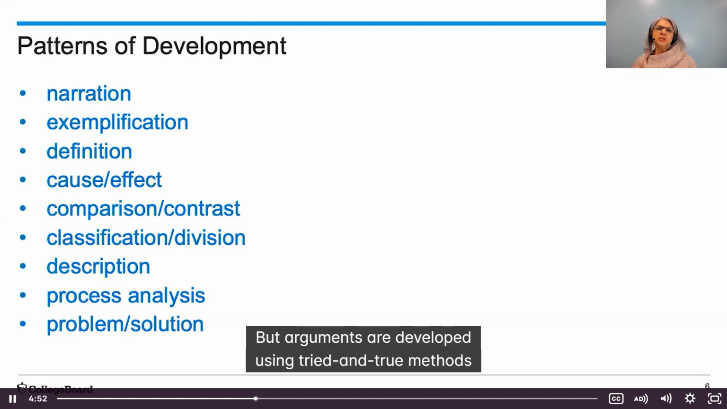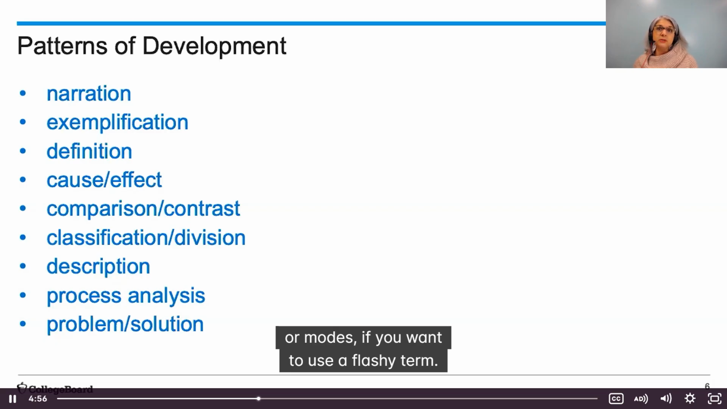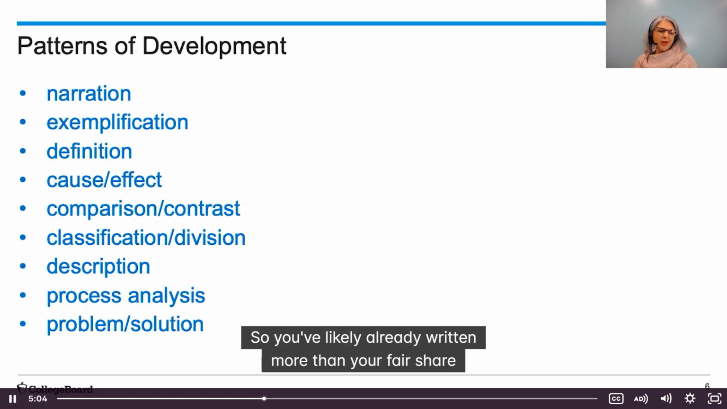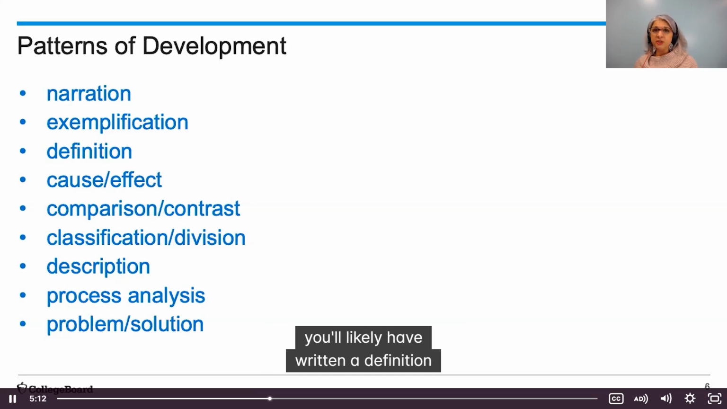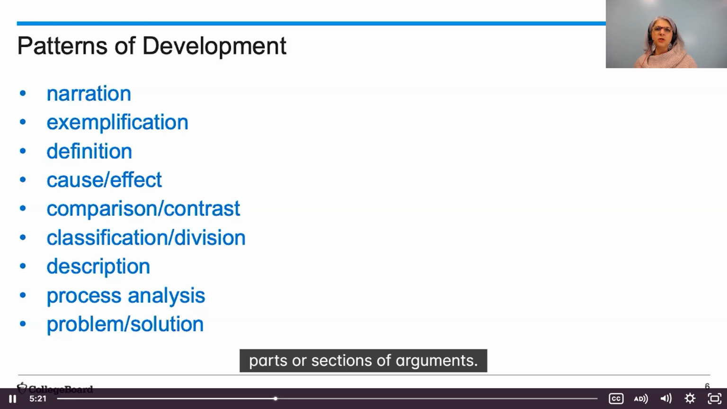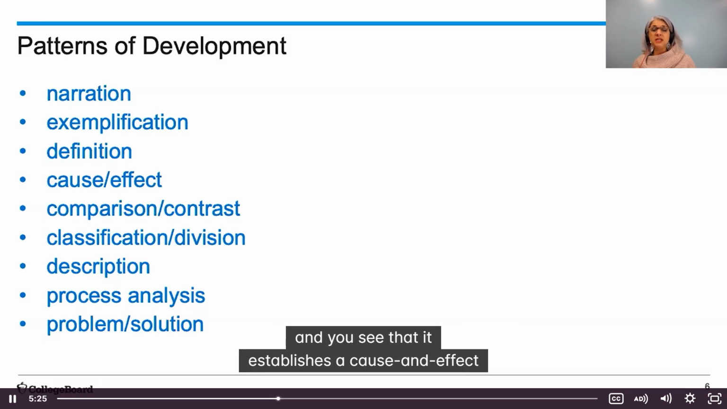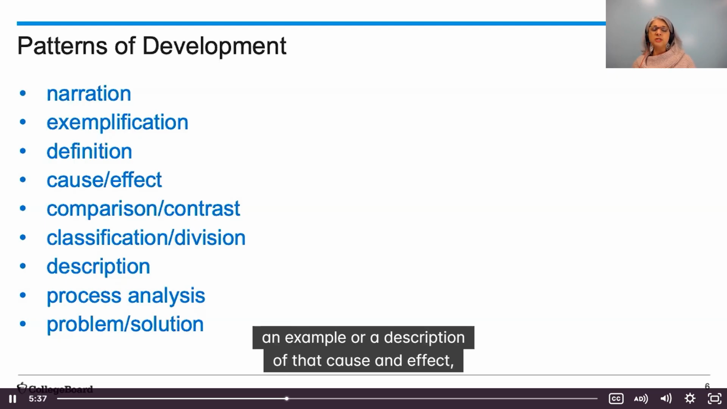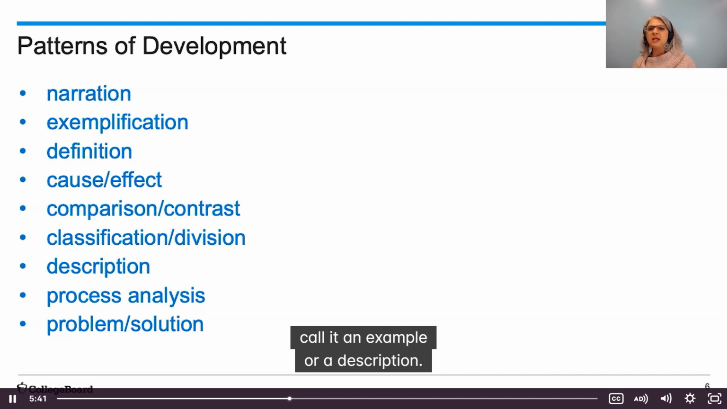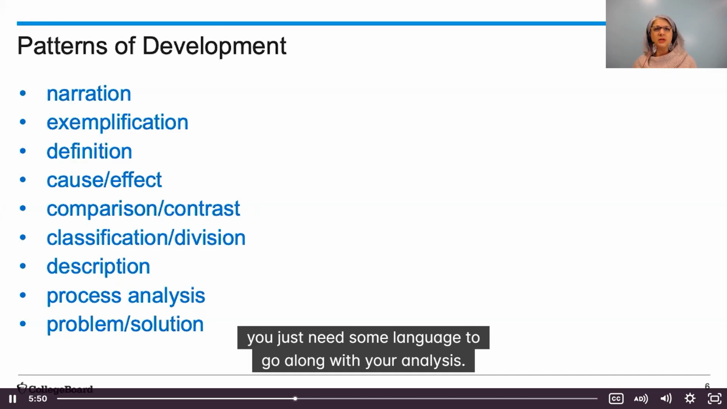But arguments are developed using tried and true methods or modes, if you want, to use a flashy term. Whole arguments are often identified as one of these patterns. So you've likely already written more than your fair share of personal narratives. If you haven't already, by the time you're in college, you'll likely have written a definition essay or a classification division essay. But these same methods are used to develop parts or sections of arguments. So when you recognize a minor claim and see that it establishes a cause and effect relationship, point that out as part of your analysis of the line of reasoning. And when the next claim gives you an example or a description of that cause and effect, call it an example or a description. All I'm saying is you just need some language to go along with your analysis.